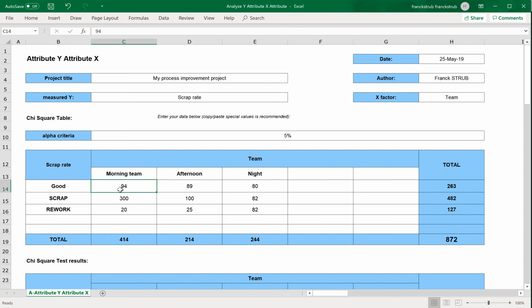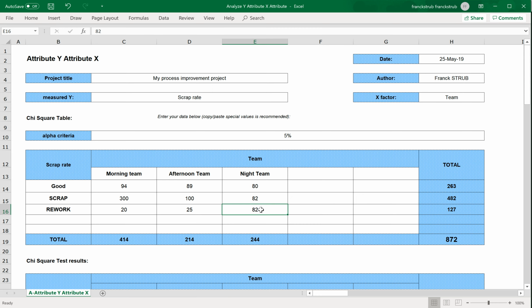We will count in one production of the morning team or several productions, how many goods they are producing in this example, how many scraps, how many reworks. Same thing for the afternoon team, and same thing for the night team. And in this example, you see I have 94 good for the morning team, when they produce 300 scraps and 20 rework, for a total of 414. And then I have some numbers for the afternoon team and for the night team. Here you enter your own numbers, of course.